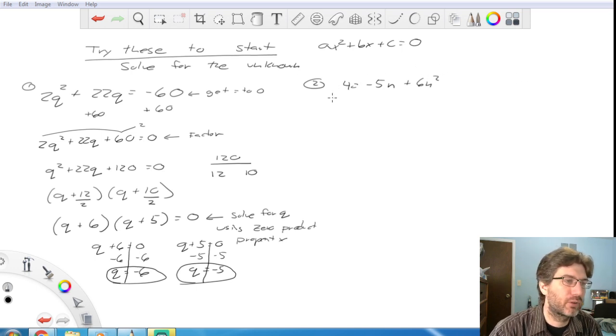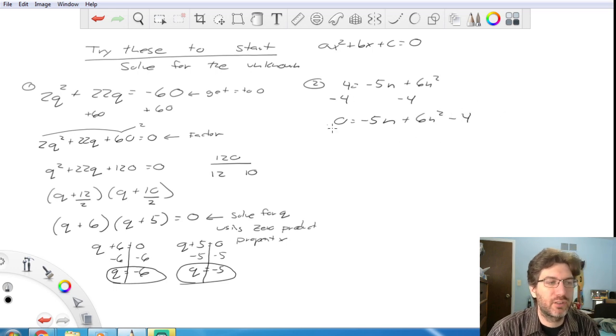So what we're going to do is subtract 4 from each side, and that's going to be 0 equals negative 5n plus 6n squared minus 4. This is not in standard form, so you probably want to rearrange it so it is. I'm also going to move 0 onto this side, so I'm going to say that equals 0. And then I'm going to rearrange this so it's in standard form.